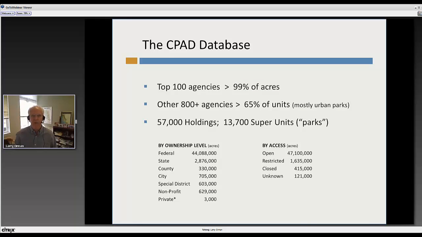The stats on CPAD are really what's shown here. I'm not going to try to go through them, but I will point out that obviously a few agencies own most of the public land in California, open space land. A great many other agencies, cities and park and rec districts, own a huge number of the units. Think of them as parks. So each of those are important for different reasons.